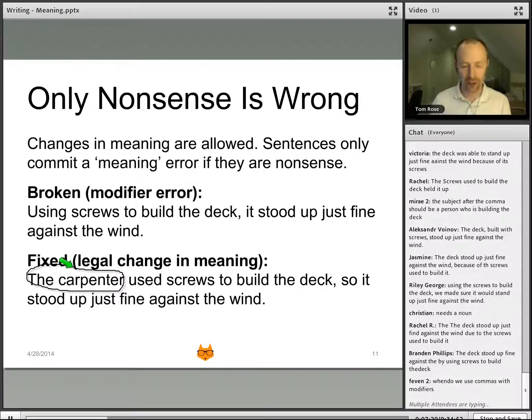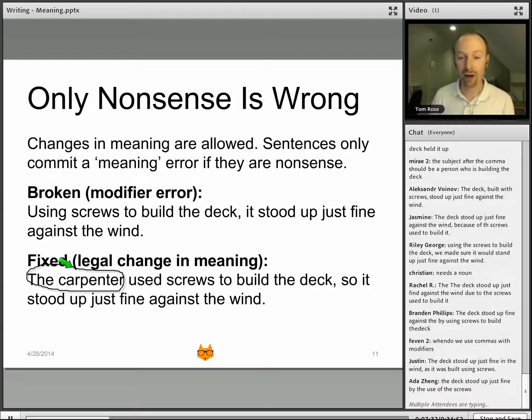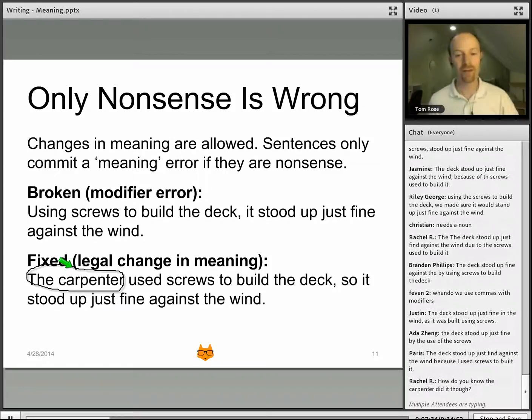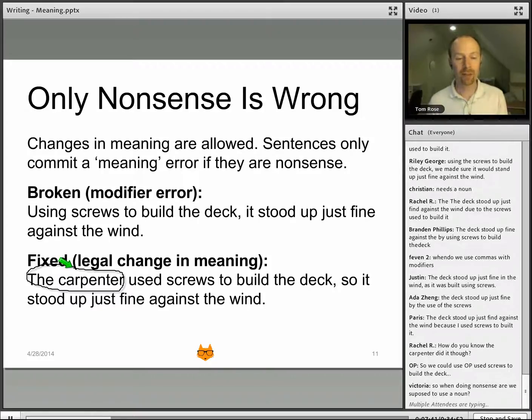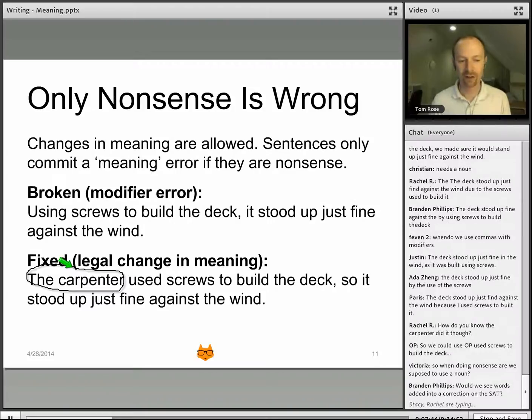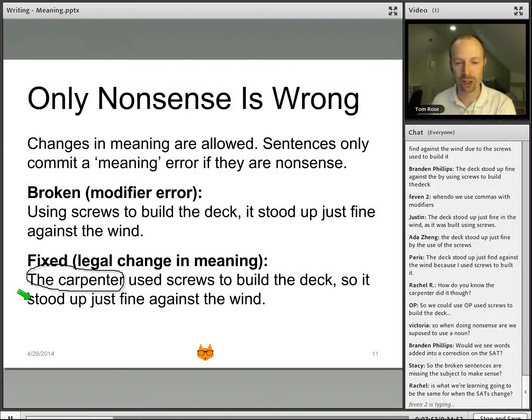This is totally legal. It's completely fine. It's 100% acceptable to add words that did not exist beforehand in order to fix another type of error. So I list this not as an example of a modifier error. I actually am listing this as an example of not a modifier error. So this is fine, what we're doing here. From a meaning perspective, it's only wrong if it's nonsense. This is not nonsense, so this is totally fine. This is the correct answer here: The carpenter used screws to build the deck, so it stood up just fine against the wind. And there's plenty of other correct options in the chat window as well.